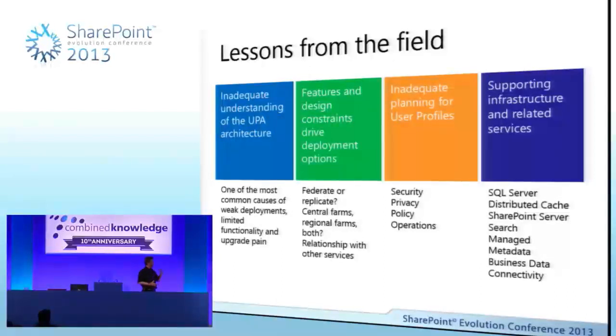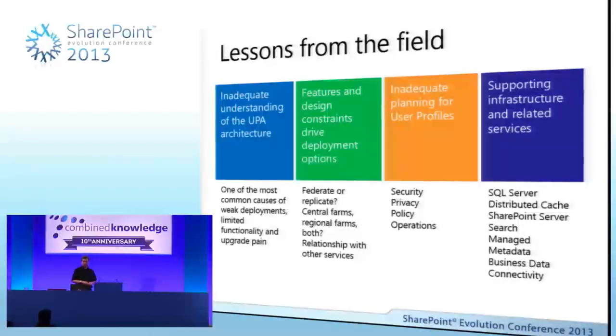Similarly, we've got search for people search, managed metadata for taxonomic properties, and BDC for speaking to external line of business systems. New guy in play this time around is the distributed cache. This is pretty important to us across the product, but with user profiles, a small amount of social data is in play here, which isn't directly related to profile sync, but is related to UPA. So it's important to tune all of these things as well.